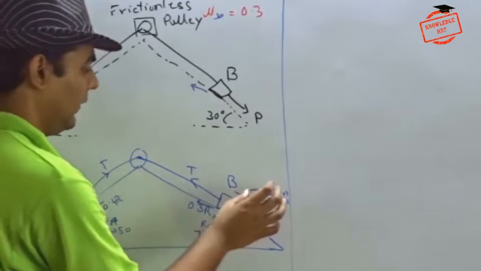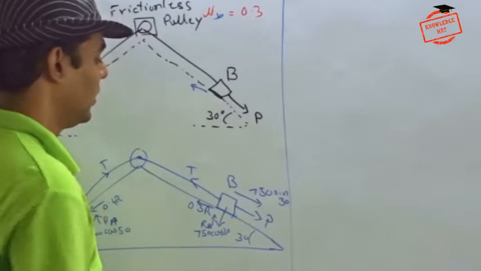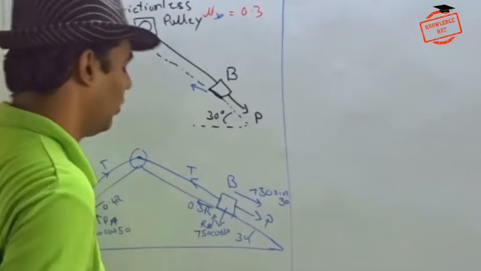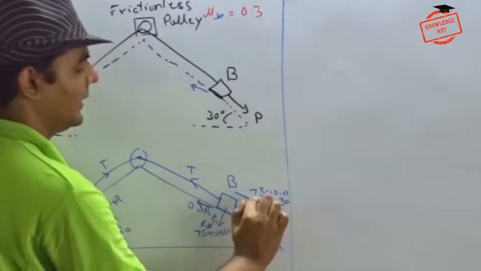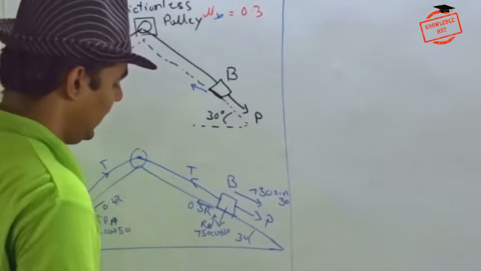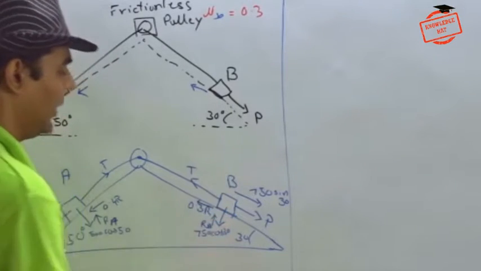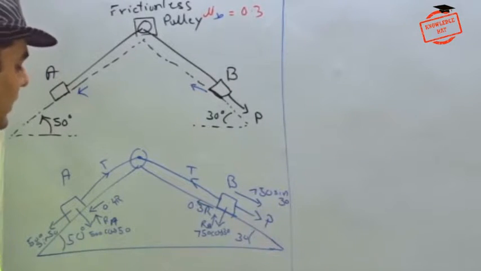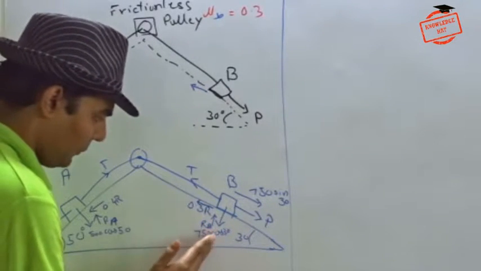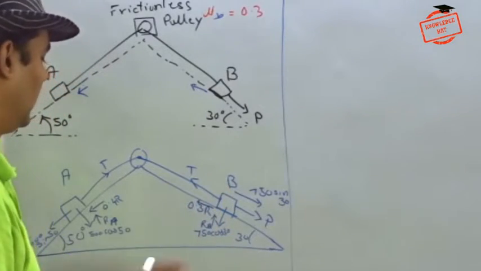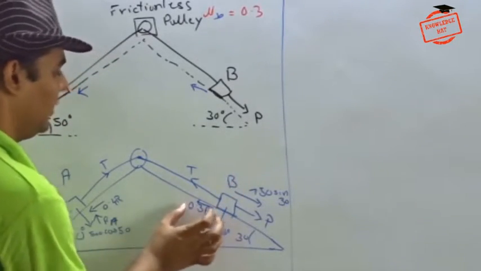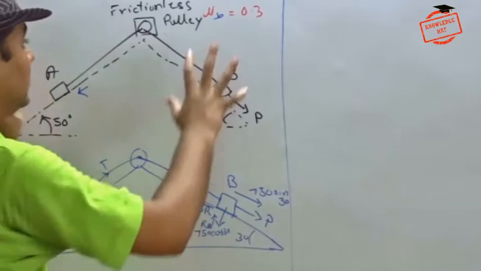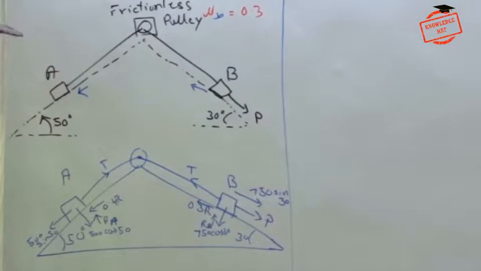And now for block B, the weight is 750 newtons. So we resolve it into local horizontal and vertical components. The local horizontal component is given by 750 sine of 30 degrees, and the local vertical component is given by 750 cos of 30 degrees. These two angles are 50 and 30 degrees respectively. RB is the reactional force acting on block B, and 0.3 R is the frictional force which is acting in upward direction for block B. So this is what we interpret from the question that we have.